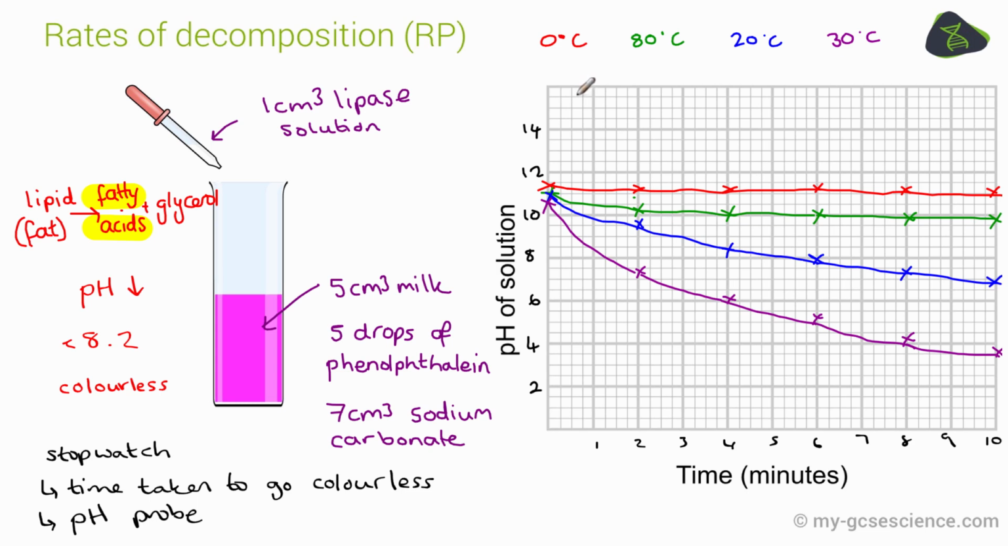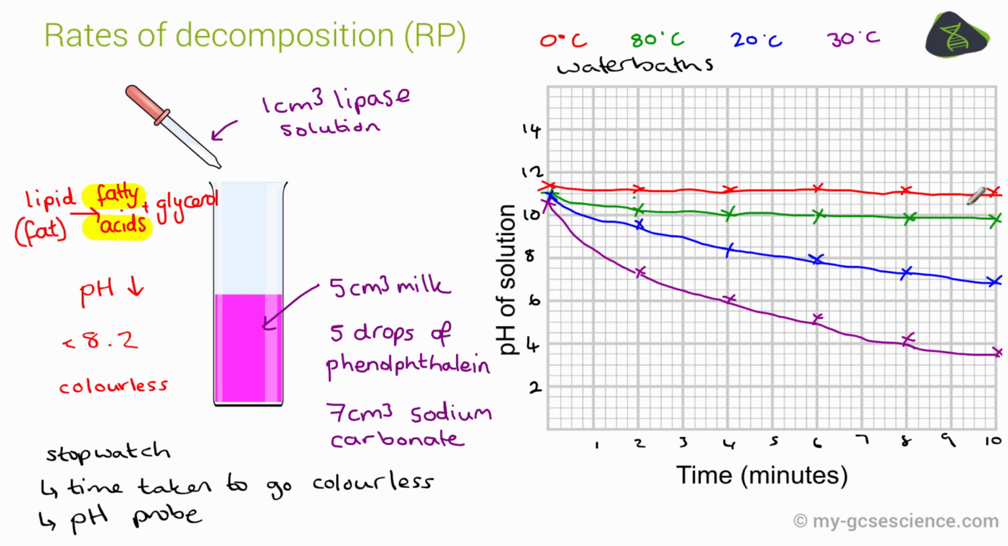A far easier way of changing these temperatures is to actually put this test tube with the ingredients, with the lipase, into water baths that are maintained electronically at those different temperatures. So after this practical has happened, you may get data that looks a bit like this when plotted on a graph. Here, this red line, the practical was done at 0 degrees C.